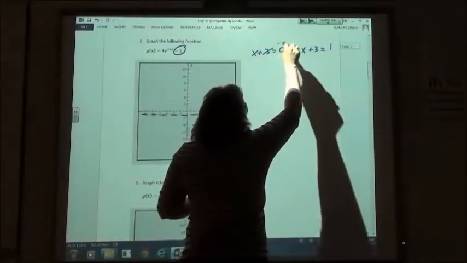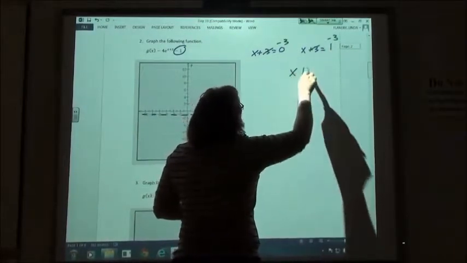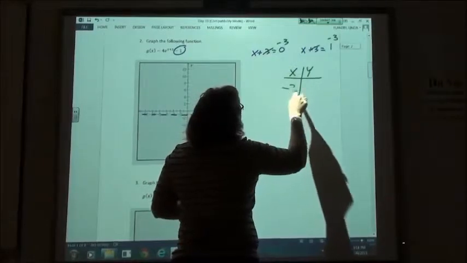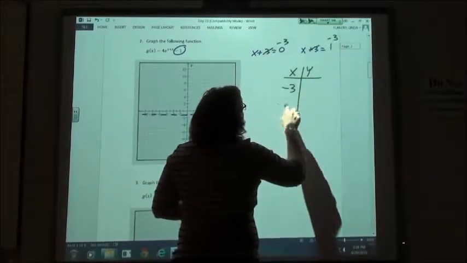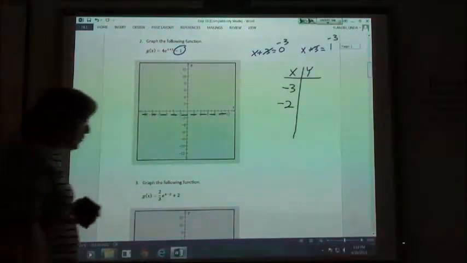Solving this then, I'm going to subtract my 3 on both of these. So in my table, I'm going to use -3. -3 plus 1 would be -2. Those are the 2 values I'm going to substitute into my original expression.